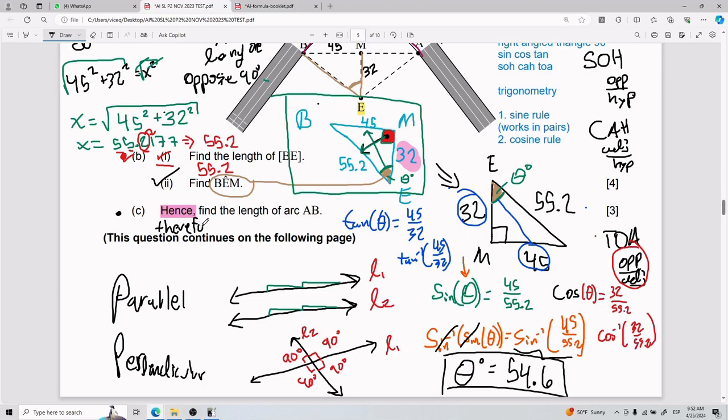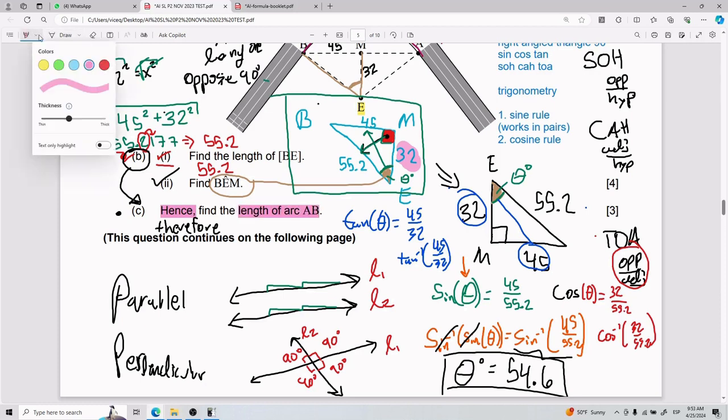And so this is a big hint, because everything I did in part B, because they put this hence, means that it's super useful for part C. And so this is a big, big hint that part B was extremely relevant for part C. Whatever I did in part B, I needed to find the length of arc AB.